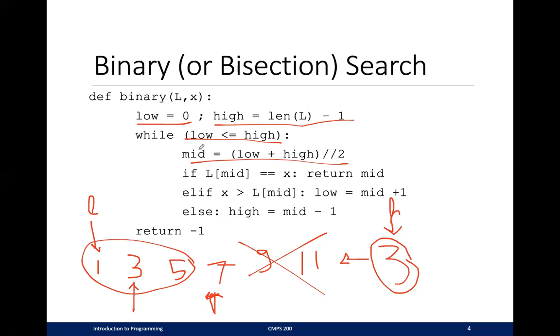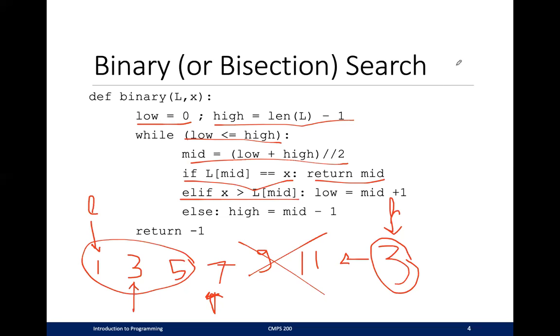So I'm going to do integer division. That would give me roughly the middle element in the list. So that's the position of the middle element in the list. I'm checking, is this middle element in the list equal to X. If yes, return this mid, because I want the position. I want to say it's the 5th element or the 100th element. Otherwise, I check which half I should search.